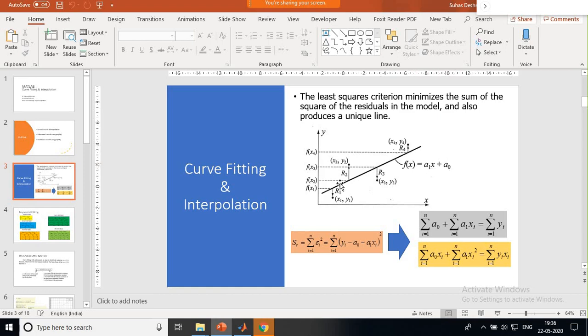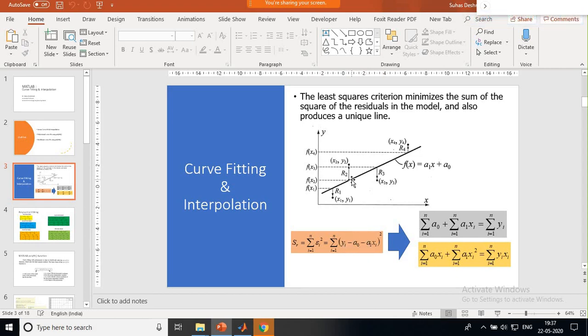So when you want to have a minimum distance between the model line and your data points, obviously the error is nothing but the difference between the model prediction and your experimental data points. That is determined by R1, R2, R3, R4 and so on. So the error is yi minus f of xi.